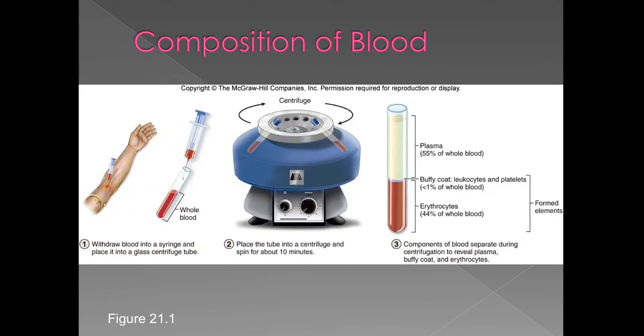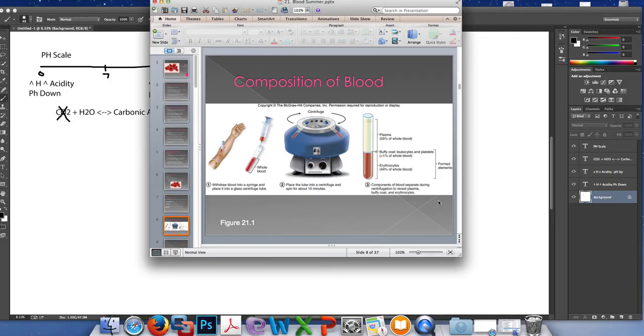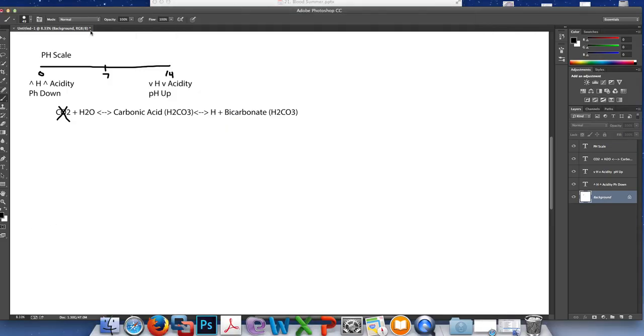Alright, your book talks about blood in the following manner. They show blood being drawn from an arm and then put into a test tube and then centrifuged, basically spun around very, very quickly. And what this does is it separates the components of blood into three parts. We have plasma, the buffy coat, and erythrocytes, and they are separated by density.